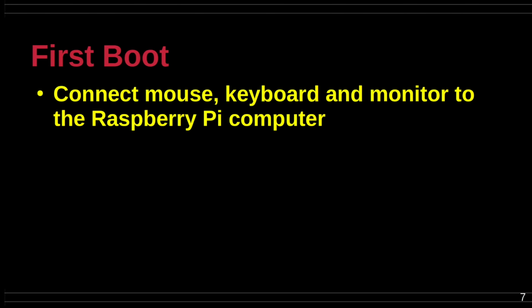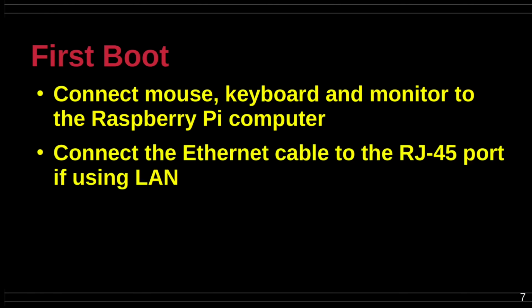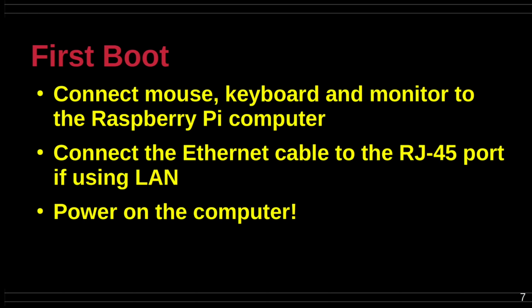Insert the micro SD card that has the Ubuntu Core image into the Raspberry Pi computer. Connect the mouse, keyboard, and monitor to the Raspberry Pi computer. If you are using Ethernet for network connectivity, insert the cable into the RJ45 port on the Raspberry Pi computer. Turn the power on to the Raspberry Pi computer.